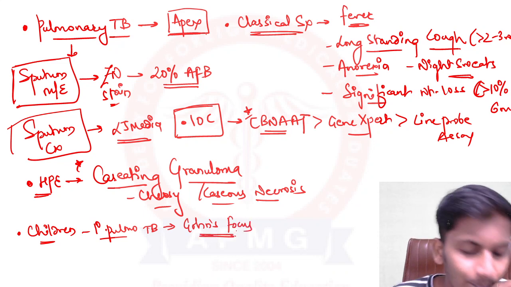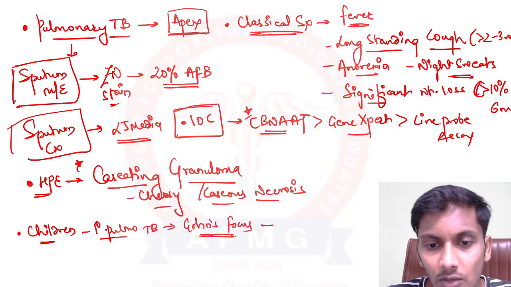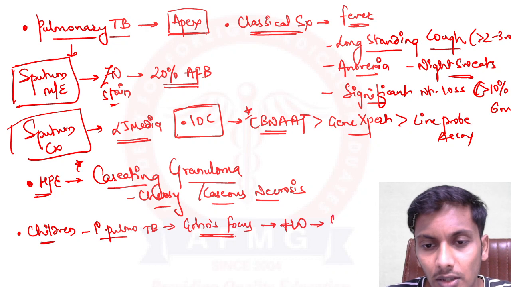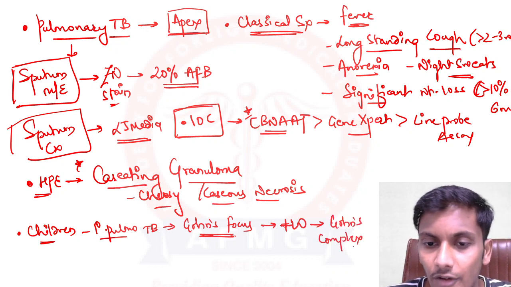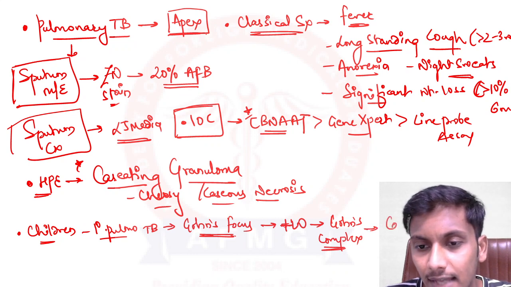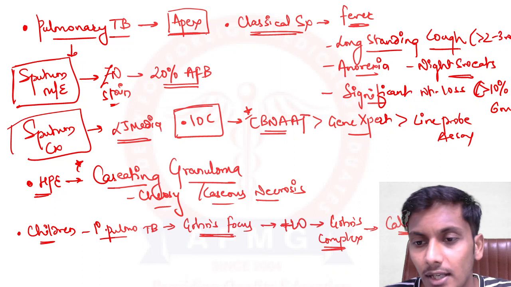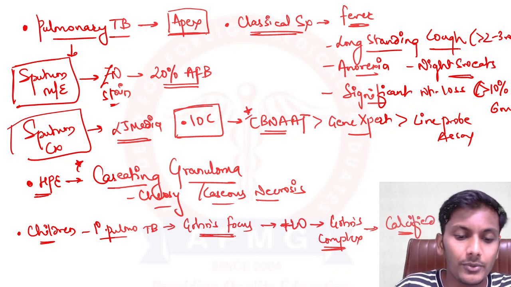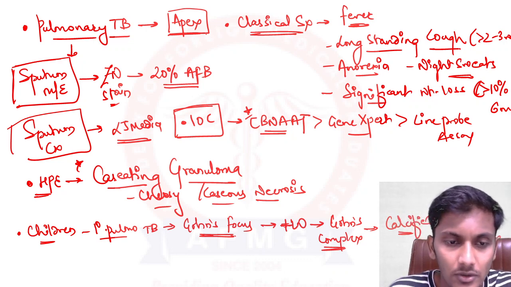If this Ghon's focus is involved along with lymph node, then it is known as your Ghon's complex. Now if this Ghon's complex undergoes calcification, then this would be known as your Ranke's complex. Important one. These are the important features that you need to remember.